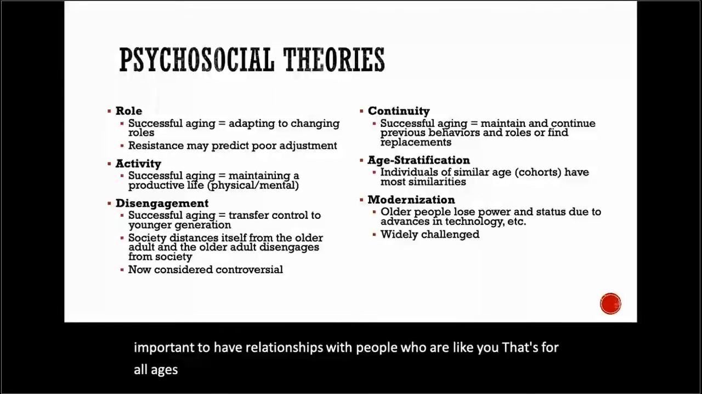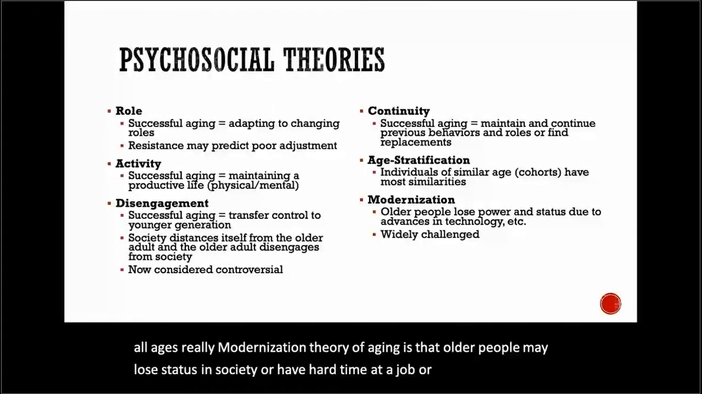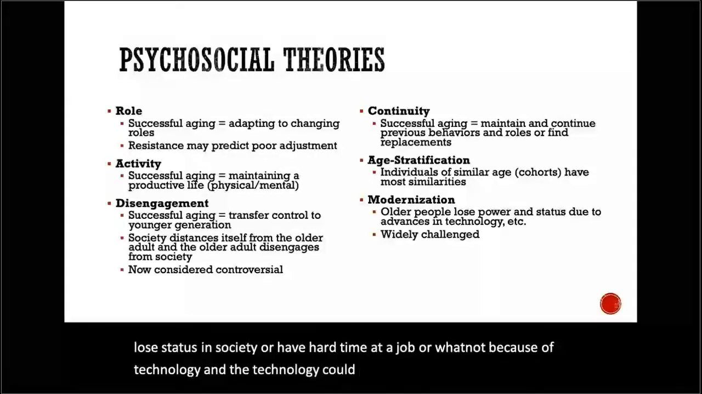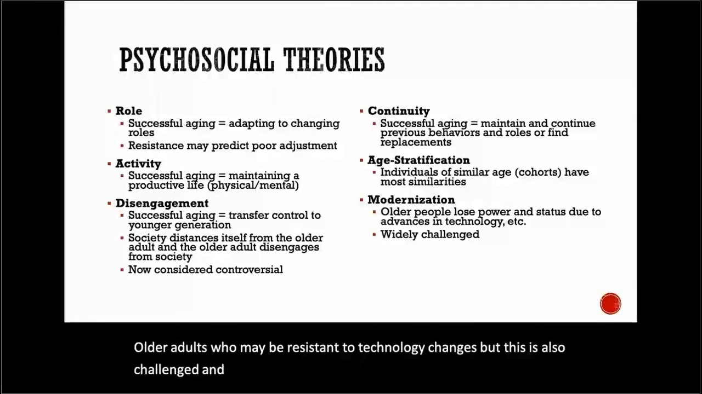Modernization theory of aging is that older people may lose status in society or have a hard time at a job because of technology, and that technology could push out older adults who may be resistant to technology changes. But this is also challenged and not always subscribed to, because older adults can learn new technologies, and we know that.